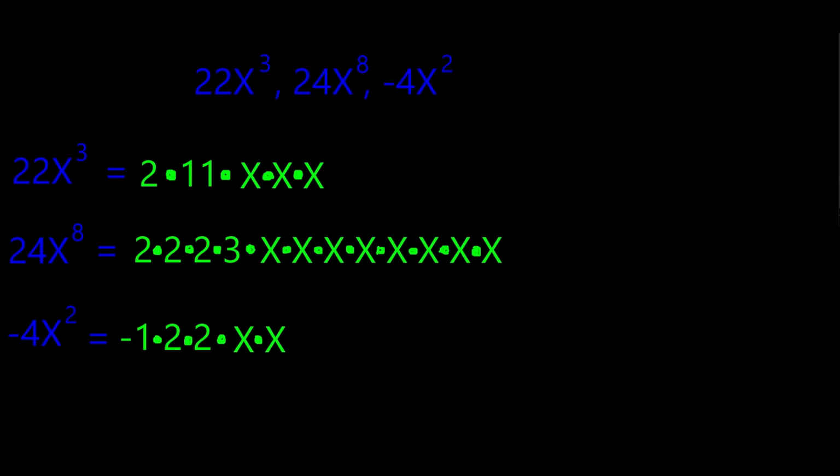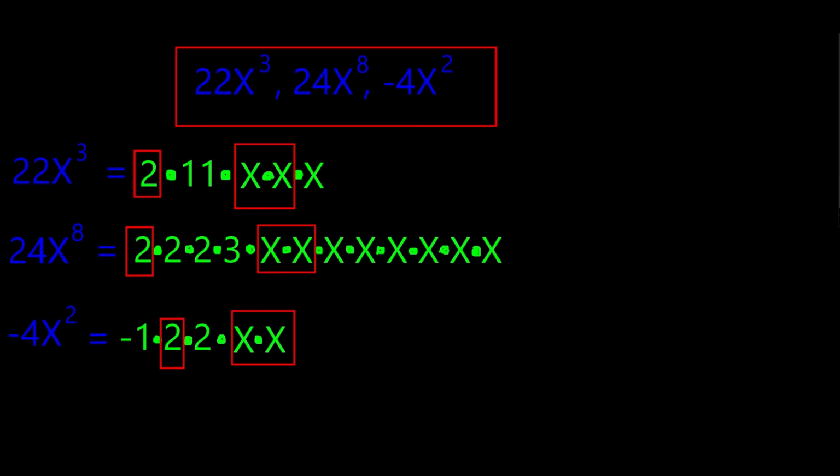What we now need to do is to find the common terms among the prime factors for each. 2 is a part of the prime factors for 22x raised to the power of 3, 24x raised to the power of 8, and minus 4x raised to the power of 2, if you realize. We also can find x multiplying by x among all the terms. And x times x means x raised to the power of 2. So we can say that the greatest common factor for all the terms is 2x raised to the power of 2.